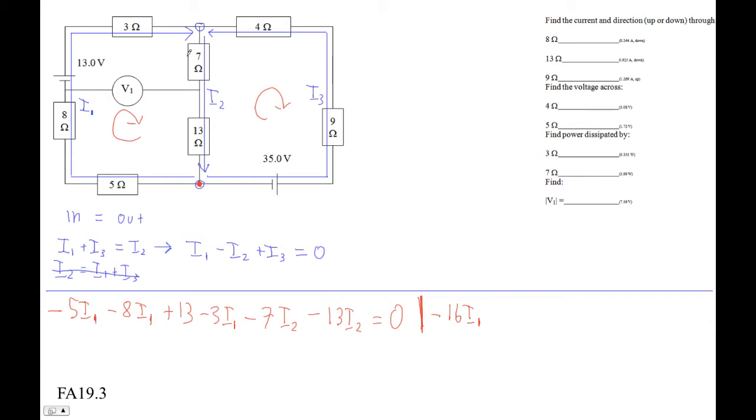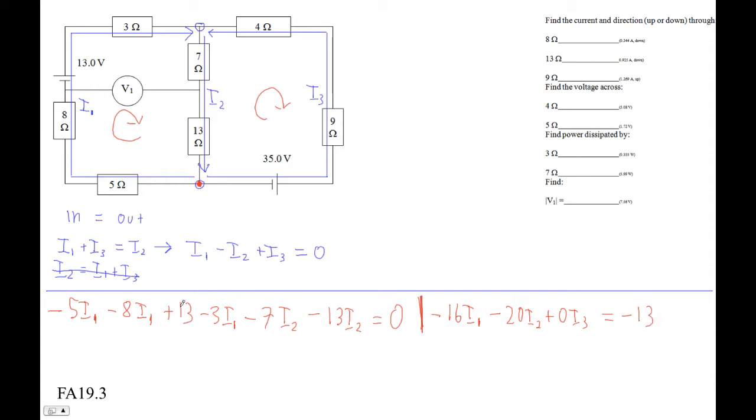Okay. And then we've got 20I2, right? So we've got minus 20I2. And then we don't have any I3. And then the only constants we've got in that loop are the 13, right? So that equals negative 13.